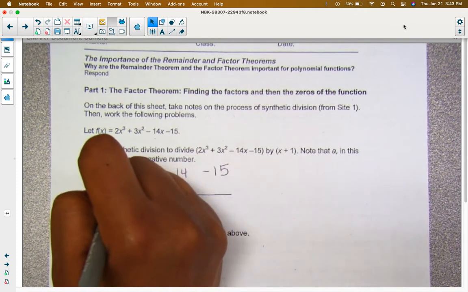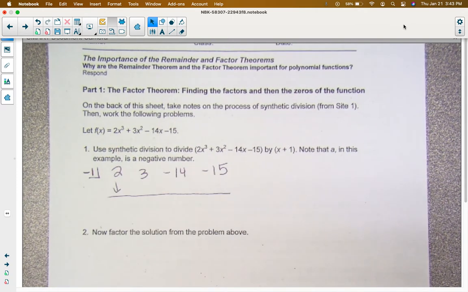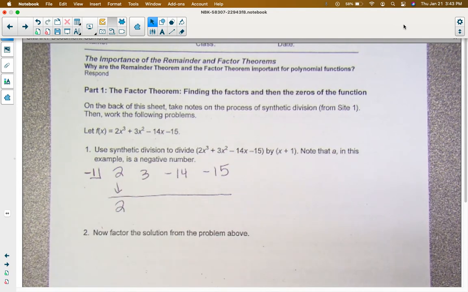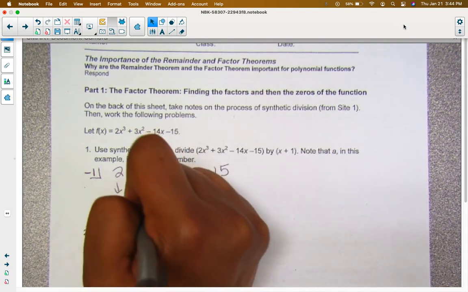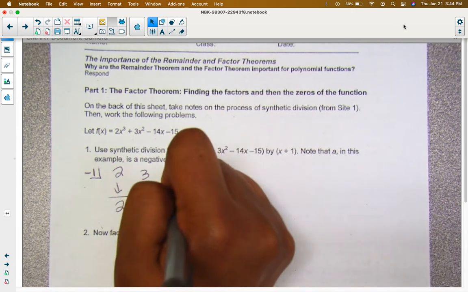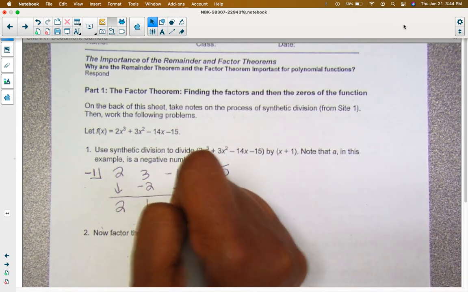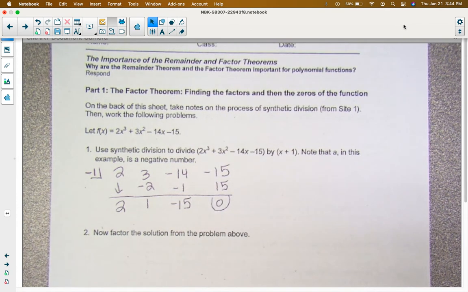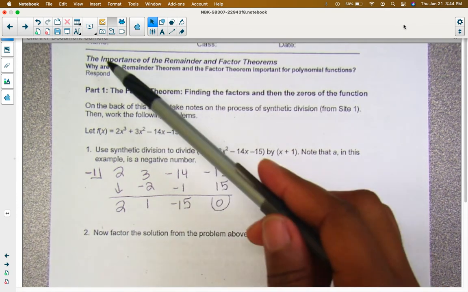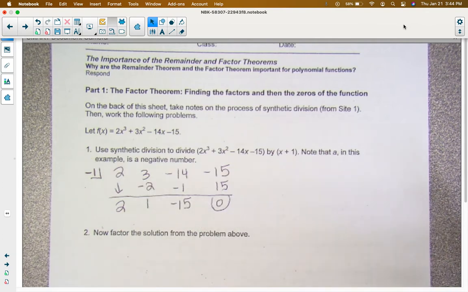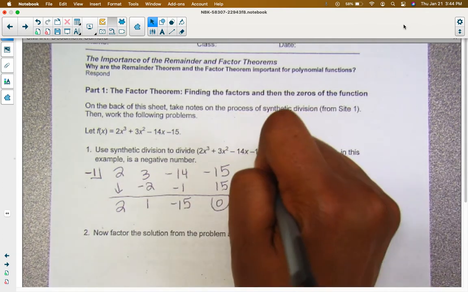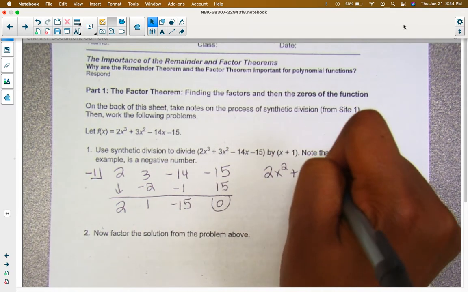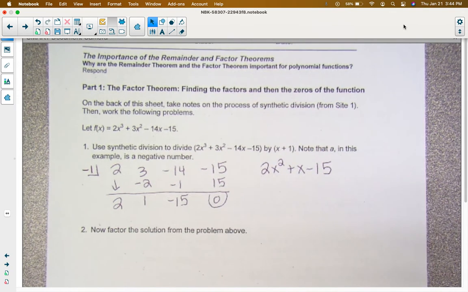Draw a line. First number always comes down. So first number is 2. Multiply, add, multiply, add. 2 times negative 1. 1 times negative 1. Add those together. Multiply, and I got 0. So this is number 1 from part 1. We write our answer out. I got 2x squared plus x minus 15. All right, that was easy peasy.